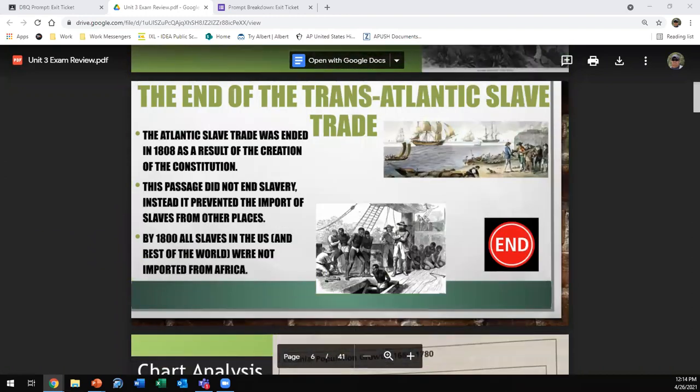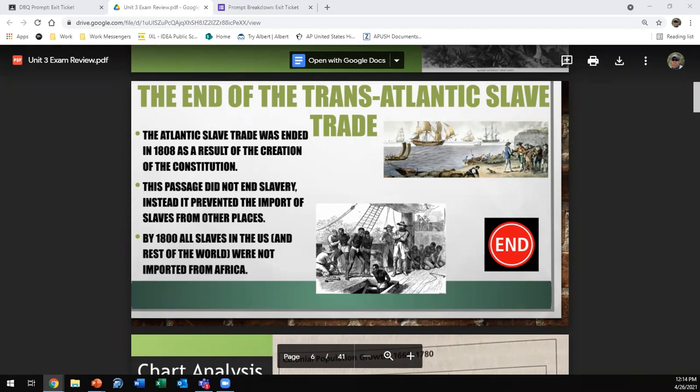But let's talk about the end of the Atlantic slave trade. So that Atlantic slave trade that the Spanish participated in, that the early residents at Jamestown participated in, goes away in 1808. The Constitution makes it illegal, and the U.S. also backs out. Once all the countries back out, triangular trade is kind of dead, and the Atlantic slave trade Middle Passage is done as well.